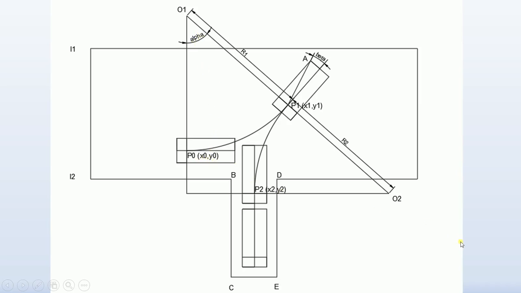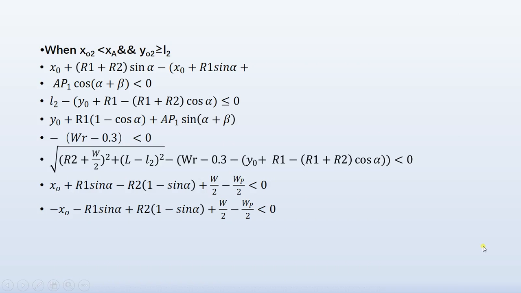The constraints for this problem are mainly at the upper boundary of the road L1 and the entrance of the parking lot. We have to pay attention that the constraints are different depending on the coordinates of O2. We have 2 different constraints depending on the x coordinate of O2, and 3 different constraints depending on the y coordinate of O2. So there are in total 2 times 3, which is 6 different situations. All the situations are shown in the following slide.